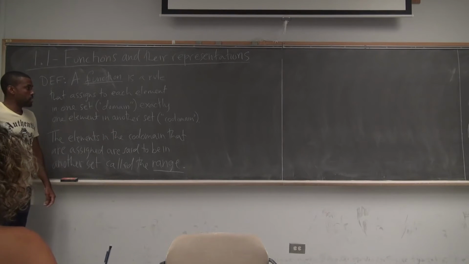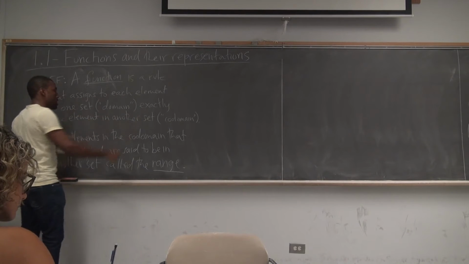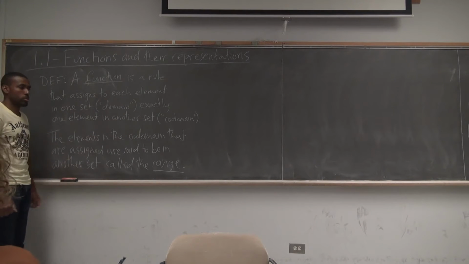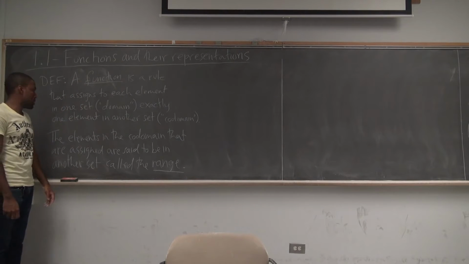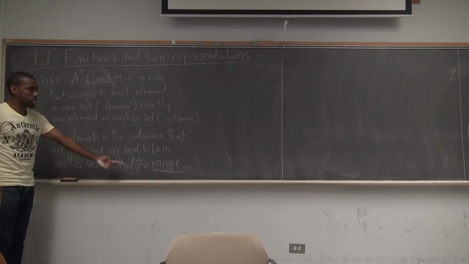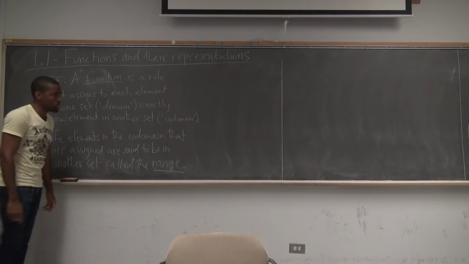Now for everything in my domain, I pick exactly one element somewhere else to connect it to, right? Once I do that, you say I have formed a function, right? And the elements that I actually select from the other group, that's called the range of the function.